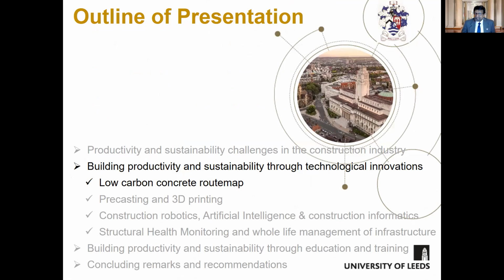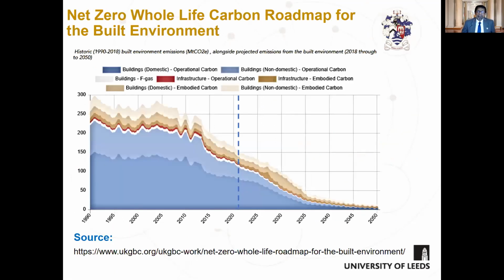And the first topic is low carbon concrete roadmap to achieve the productivity and sustainability through technological innovation. And this slide is from the UK Green Building Council. And you can see the vertical line indicates the 2021 situation. And if you look at that, the carbon footprint coming from the embodied carbon is much lower compared to the operational carbon. And that is the case with the infrastructure buildings, whether you take domestic or non-domestic buildings.